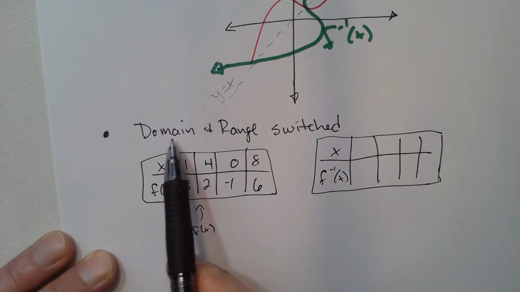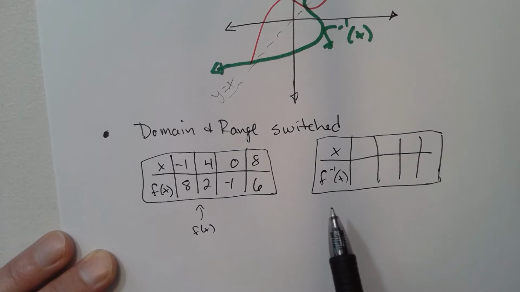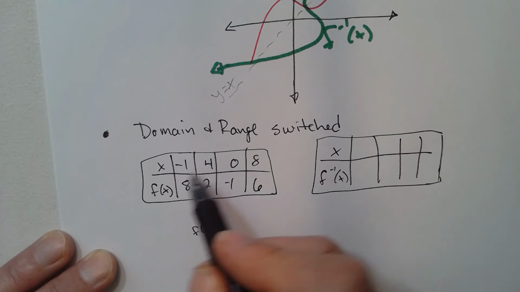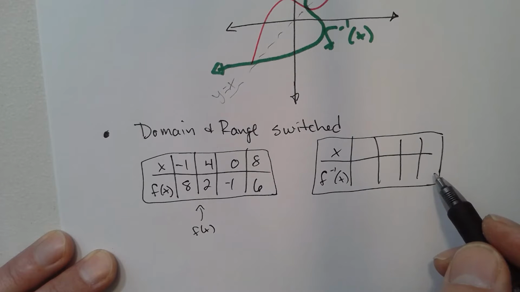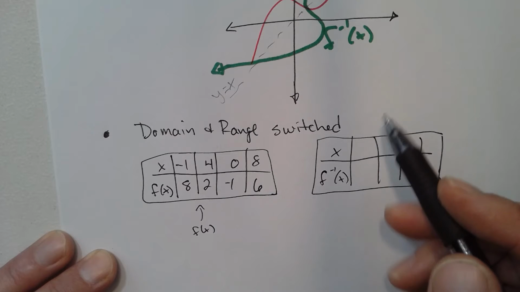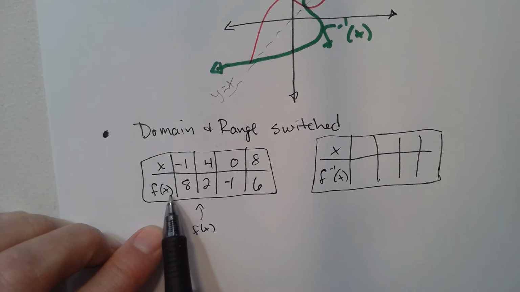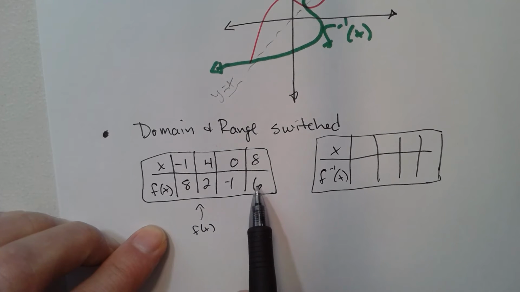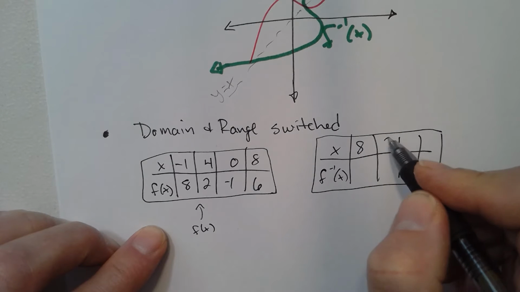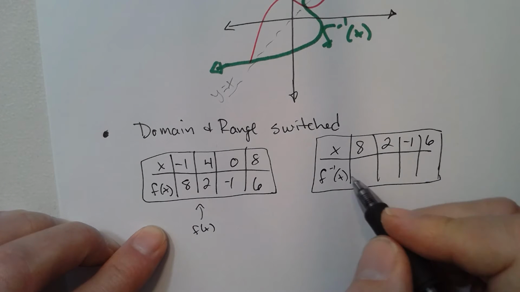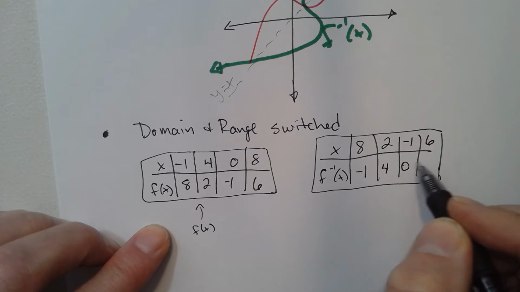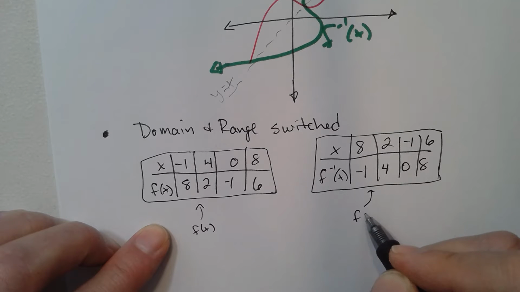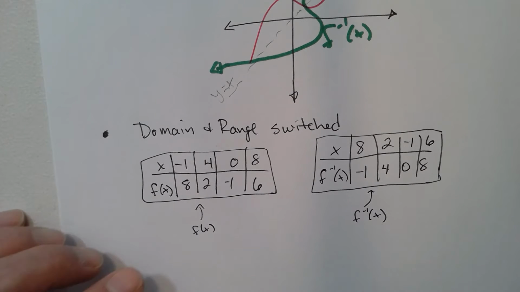well, the domain and the range switch. So now my domain, which was right here, becomes my range in my inverse. So remember, domain is the x values, the range are the y values. So now they switch, so it's 8, 2, -1, 6, and then my range on my inverse, -1, 4, 0, and 8. This is my f inverse of x. Okay, so the domain and range switch.